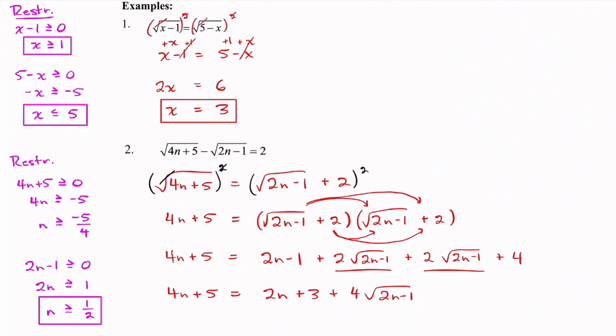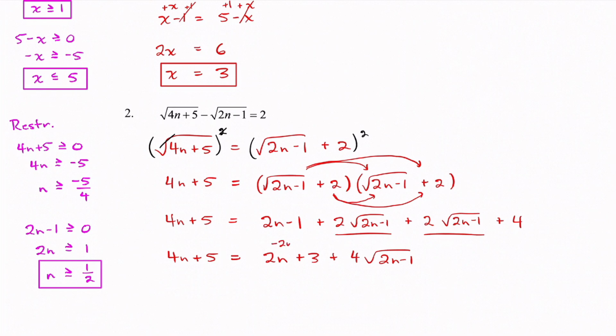And what we want to do now is isolate this radical, get it by itself, and then square it again so we can get rid of the radical. So I'm going to move everything else to the other side. So I'm going to minus 2n, minus 2n. Those cancel. I'm going to minus a 3 and minus a 3. So that's going to give me 2n plus 2 equals 4 times the square root of 2n minus 1. So now I've gotten the radical by itself. This 4 I could also divide by a 4, but what that's going to do is introduce fractions on the other side. So I'm not going to do that.